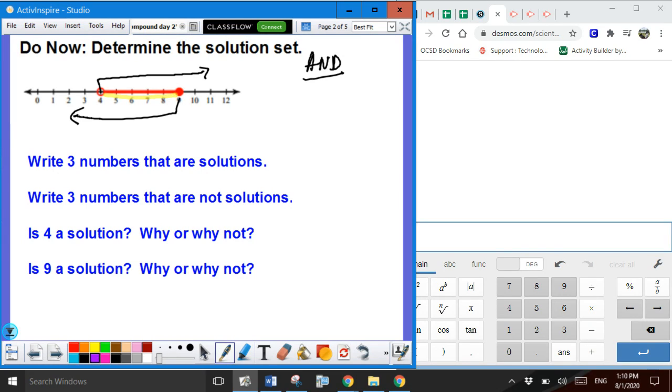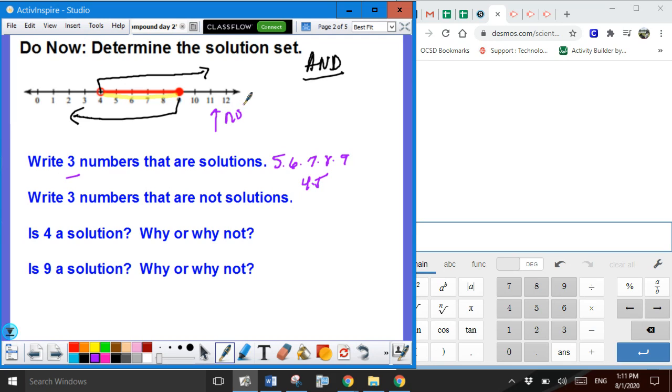So numbers that would work. So 3 numbers that would work: 5, 6, 7, 8, 9. 4.5 would also work, because it's kind of between there. So would 5.5.